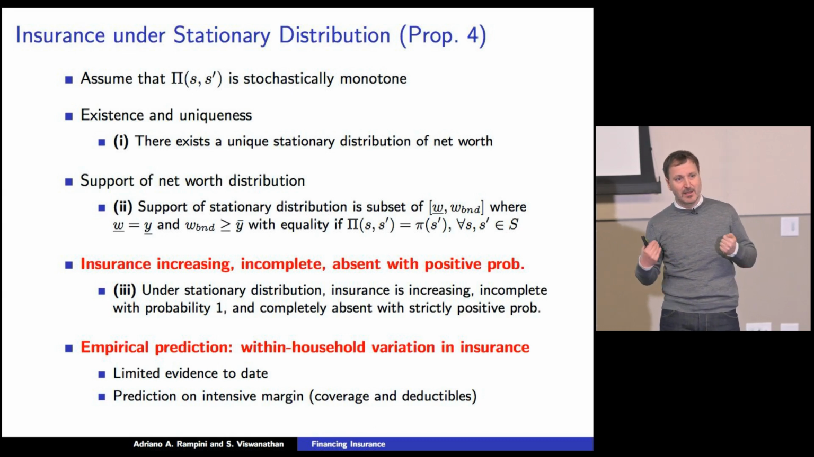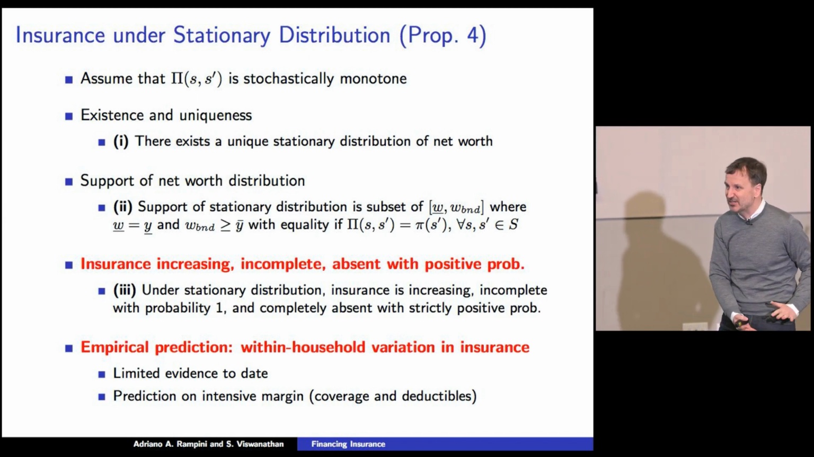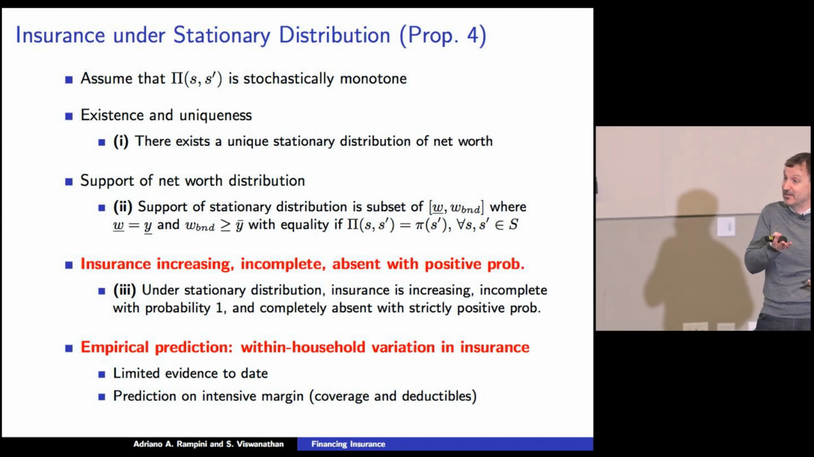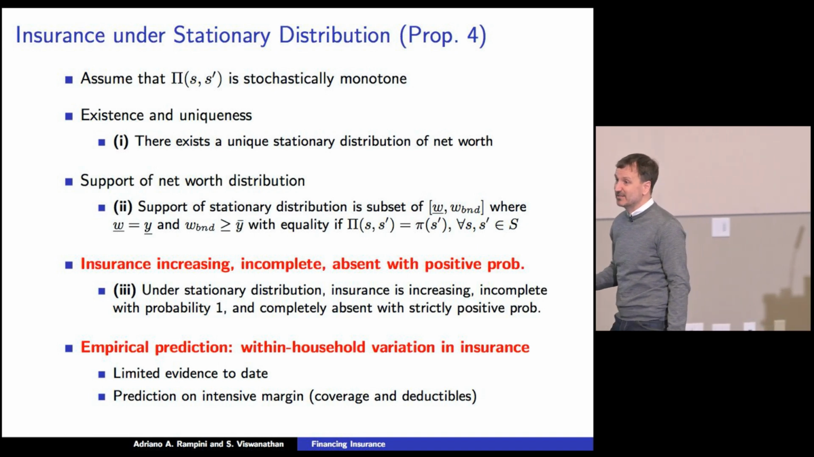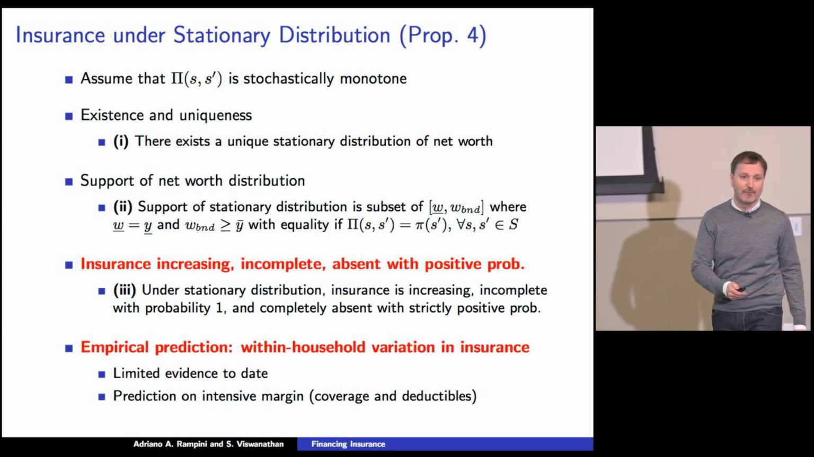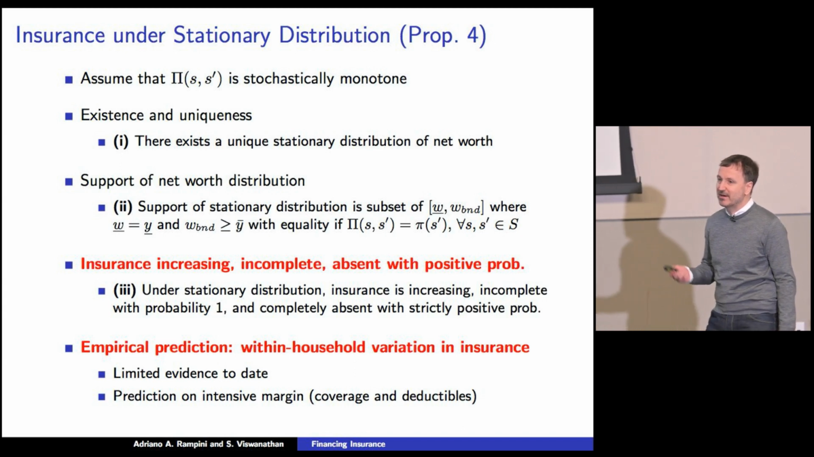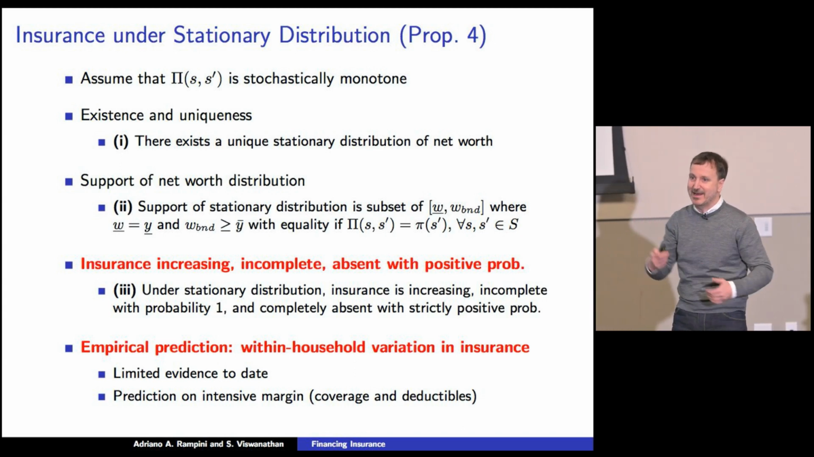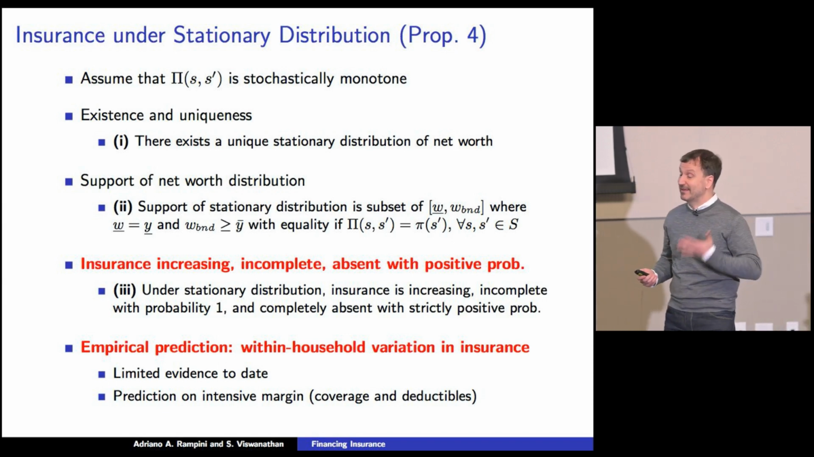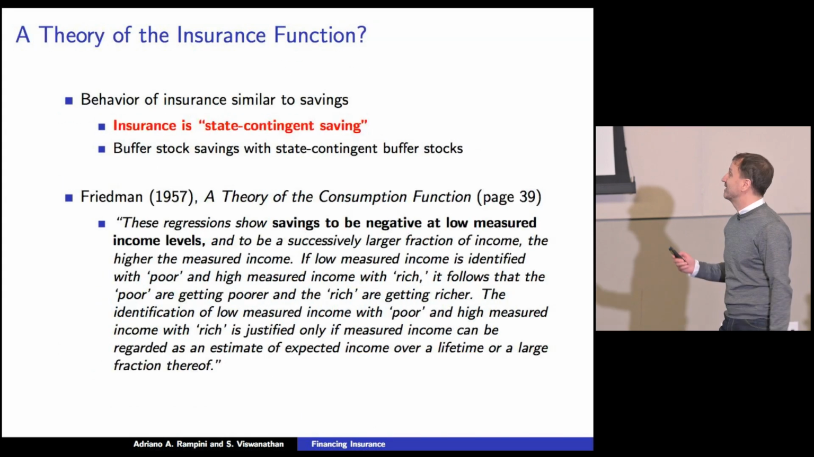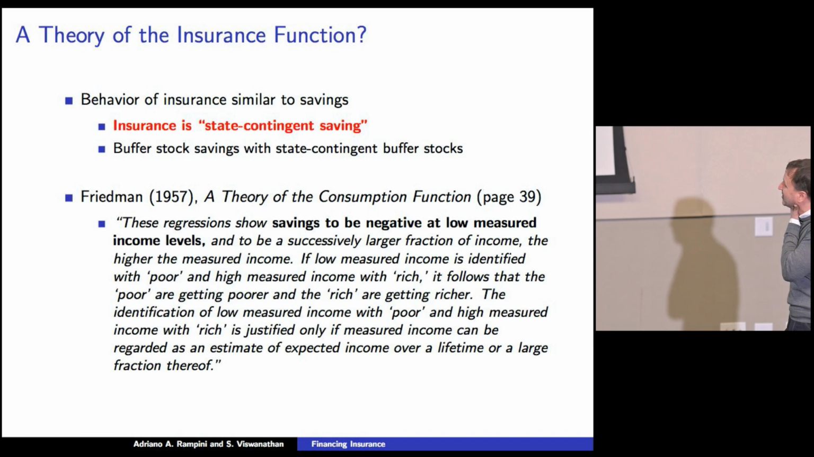So, for example, I would expect people who fall on hard times to switch from comprehensive insurance on their car to collision insurance only, to increase their deductible on their car insurance, to increase their deductible on their health insurance, and so on and so forth. Again, I'm not aware of much evidence to date on this, but the hope here is that this way of thinking dynamically about this intertemporal aspect will get people to start to look more at the dynamics of the intensive margin of insurance within household. All right, so what I've argued is insurance is state contingent savings.